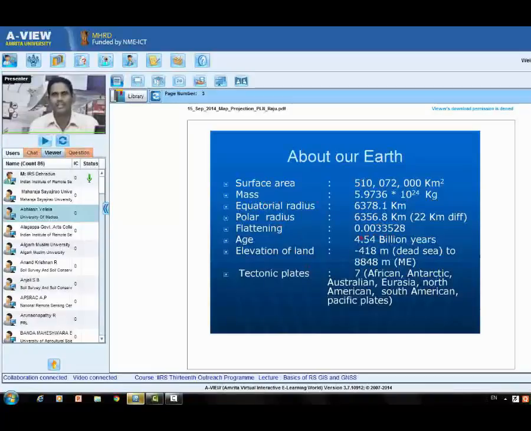If the axes were the same, the value should be zero. But if they are not the same, the flattening formula is (a minus b) by a. Because there is a difference between the semi-major axis and the semi-minor axis, we get a flattening.